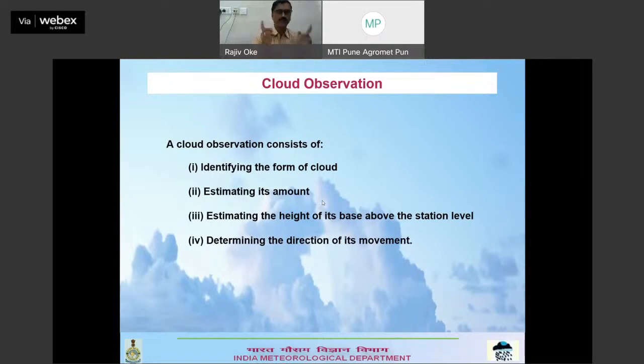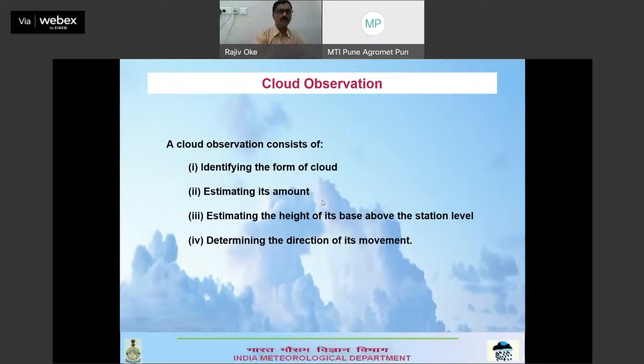First, looking at the clouds, irrespective of low, medium or high cloud, you have to see how much of the sky, considered as a whole dome, is covered. That sky is divided into 8 parts, and each one part is called an octa, 1/8. So we have to see how much of the sky is occupied by clouds. That fraction is denoted by N, the total amount of clouds. If 4 octa is occupied, that means half of the sky is covered by clouds, and it is called 4 octa.